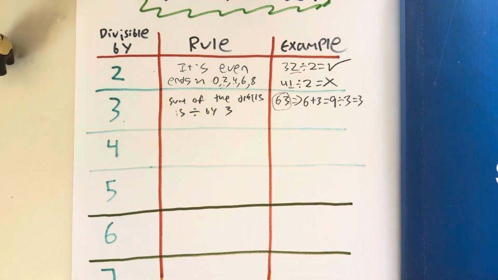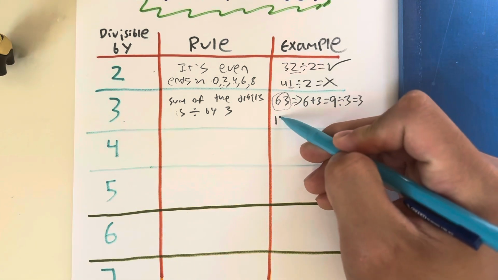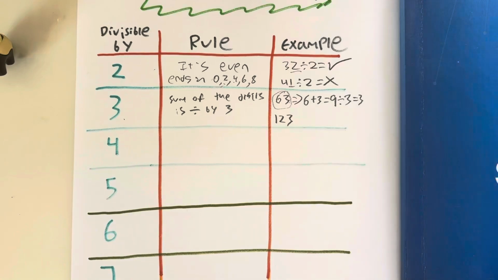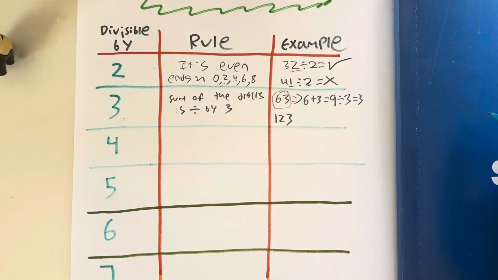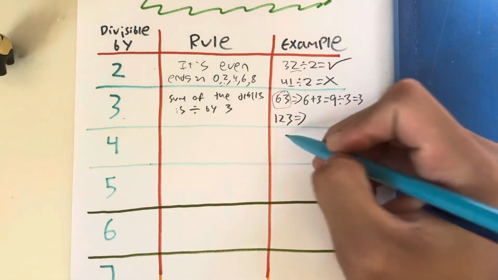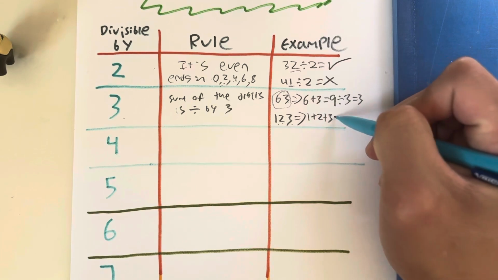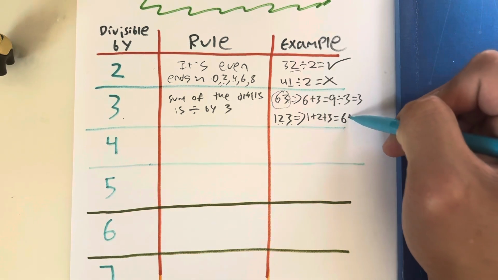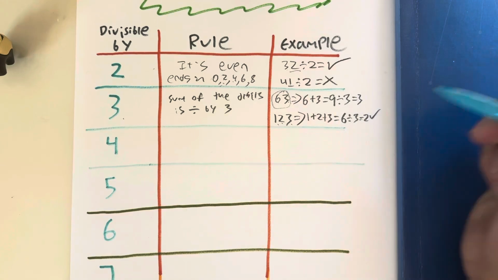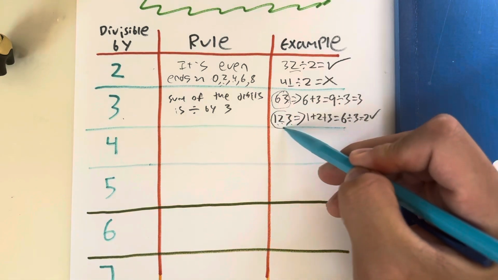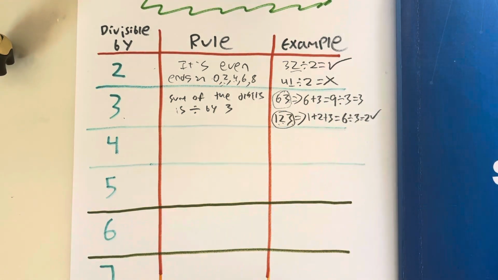So how about you try this by yourself? Let's just say we have the number 123. Is this divisible by 3? Give it a few seconds, add it up in your head or whatever, and figure it out. Let's try it out. So our digits are 1, 2, and 3. Add them up. 1 plus 2 plus 3. That's going to give us a total of 6. And 6 divided by 3 is 2. So that works out perfectly fine. So it means that your number 123 is divisible by 3. And that's why 3 is pretty easy.